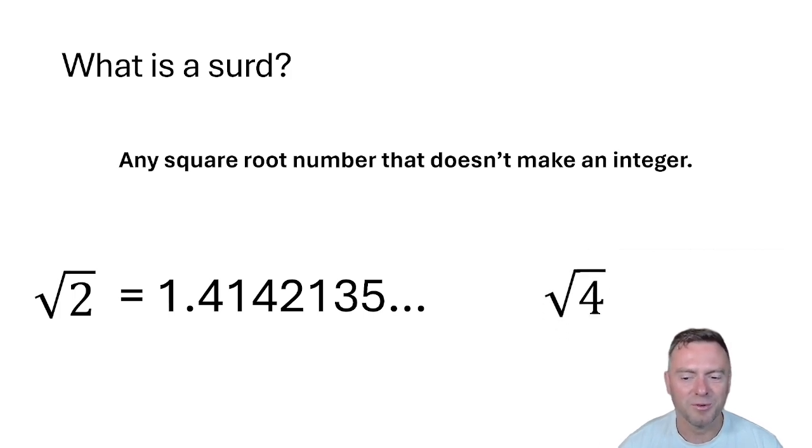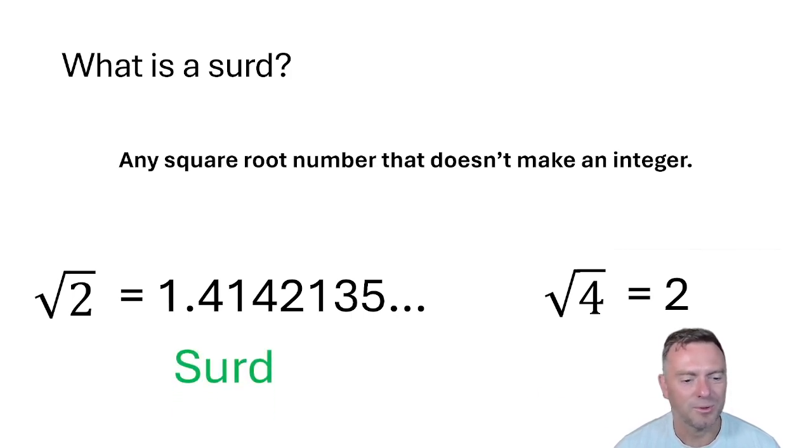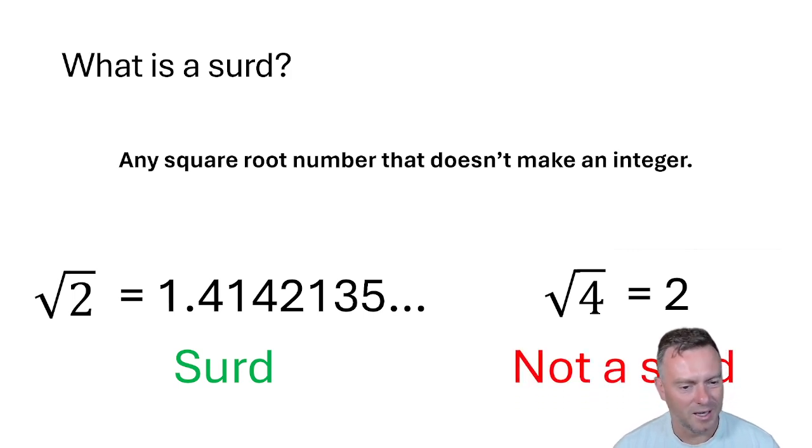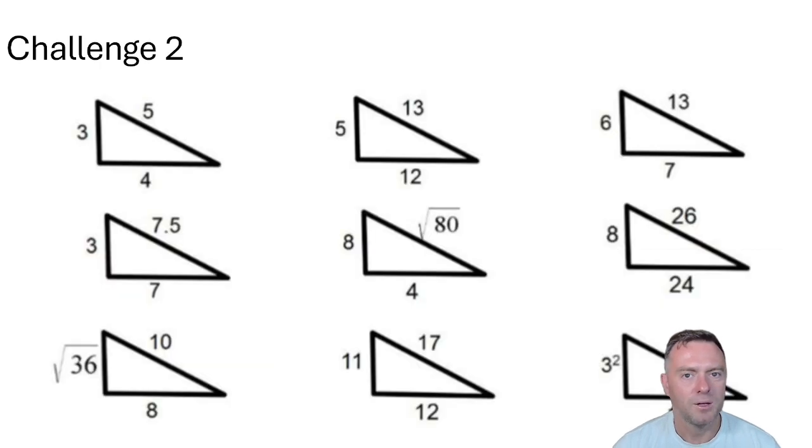Whereas if we do the square root of 4, that's just equal to 2. So that is a rational number. The square root of 2 is what we call a surd, but the square root of 4 is not a surd. So that terminology is very important. Sometimes when you do a bit of problem solving, it's actually better to keep it in its surd form or its exact value, rather than doing its approximate value. So just pause the video, have a go, see if you can do these ones.